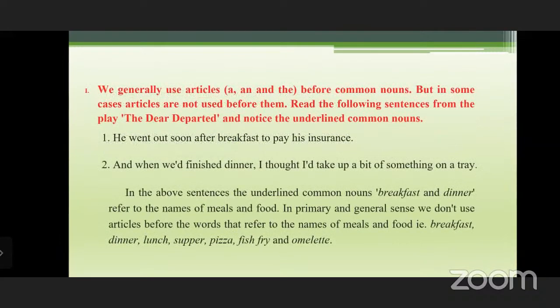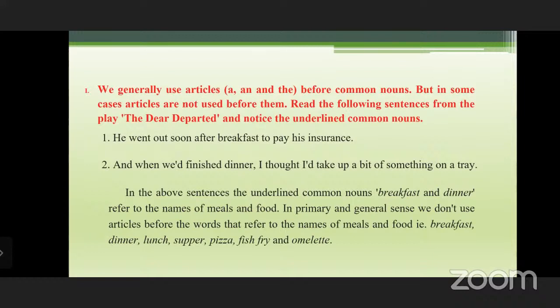So based on that, dear students, open page number 55. You have some information related to the articles in your textbook, just following the textbook. We generally use articles a and the before common nouns, but in some cases, articles are not used before them. Read the following sentences from the play The Deer Departed and notice the underlined common nouns. So see the two sentences given, children. He went out soon after breakfast to pay his insurance. Actually, breakfast should be underlined in this first sentence.